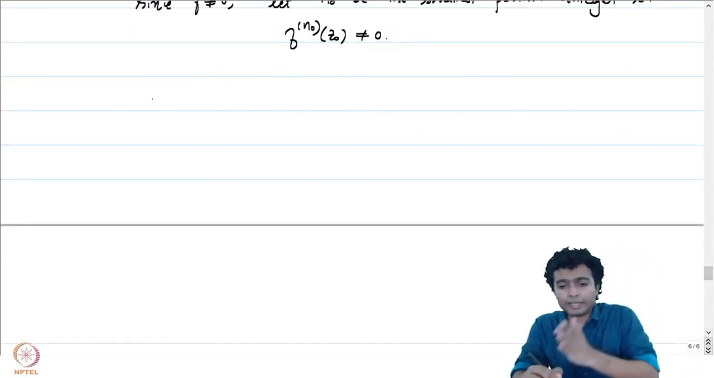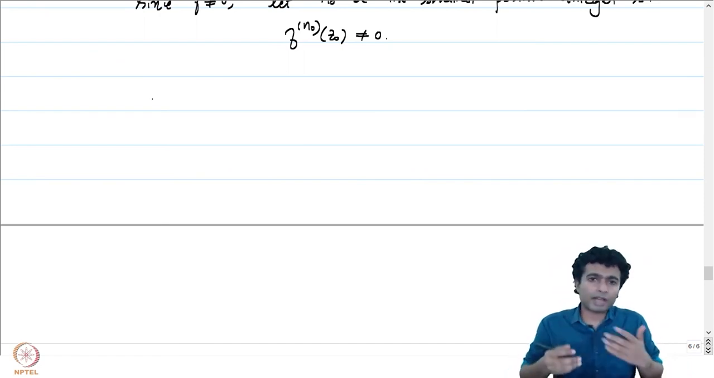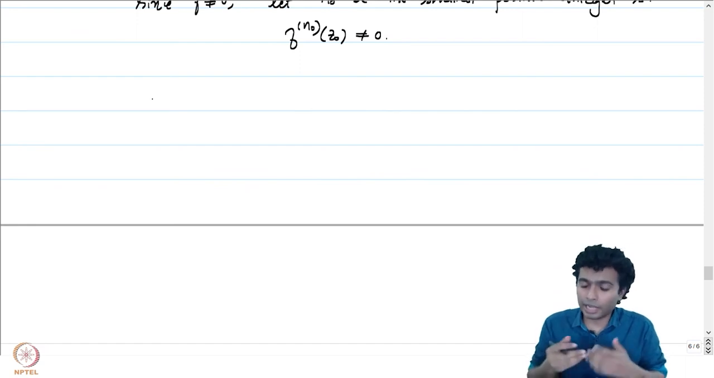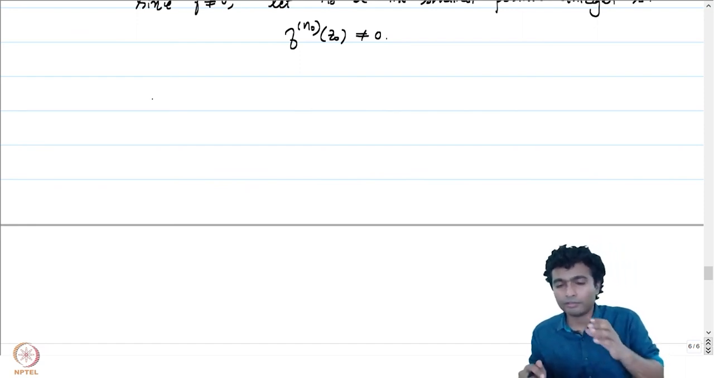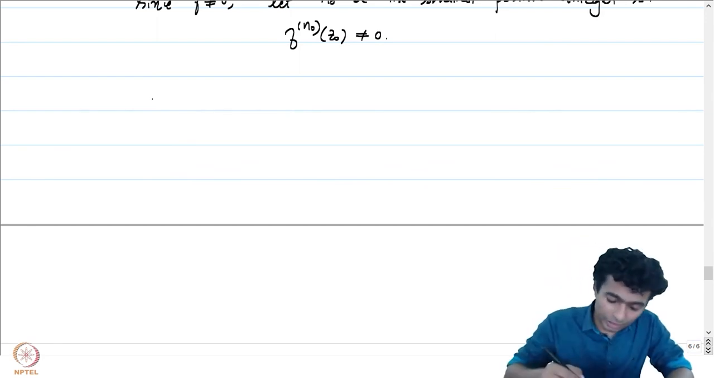Since for every k less than n0, fk of z0 is equal to 0, we can apply the factor theorem which we proved in the initial part of this lecture repeatedly, iteratively, to conclude that you can write f as (z minus z0) to the power n0 times g of z. Let me just write that down.